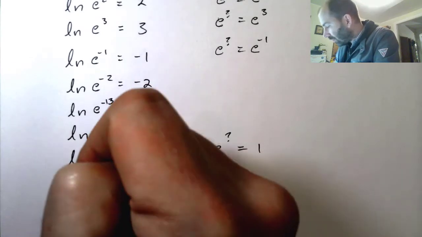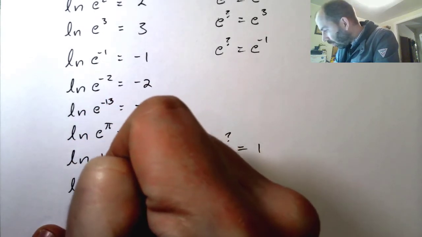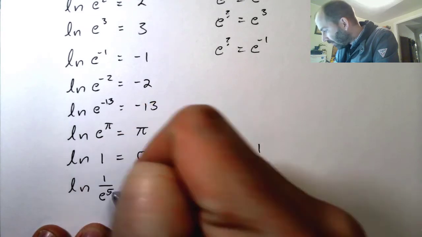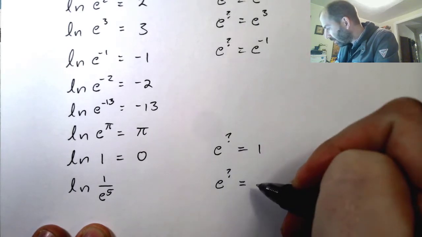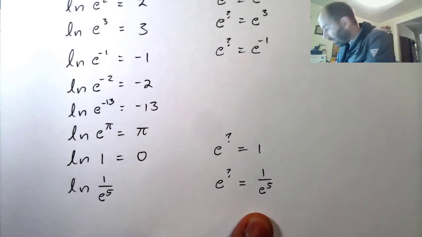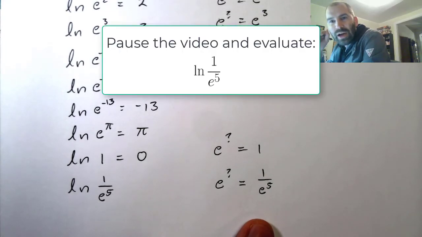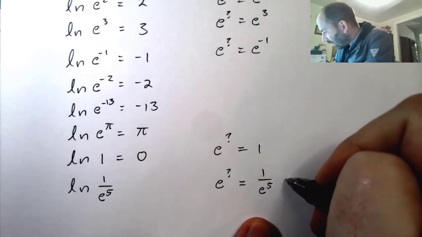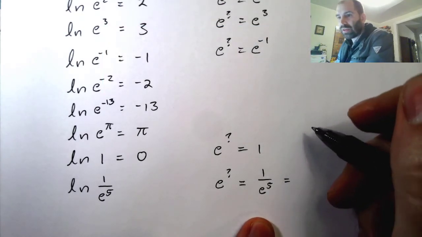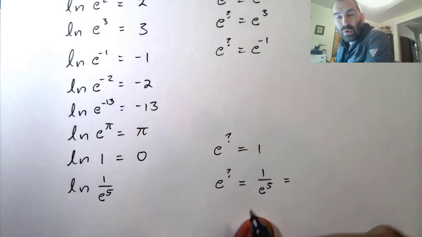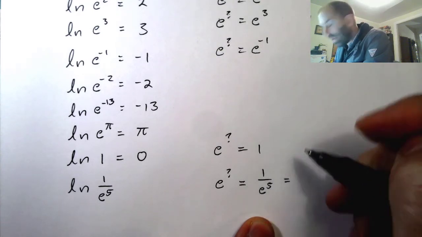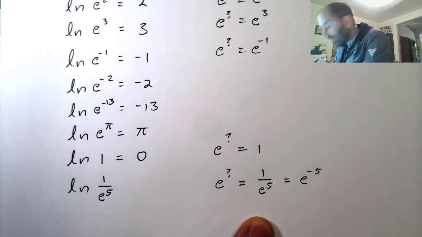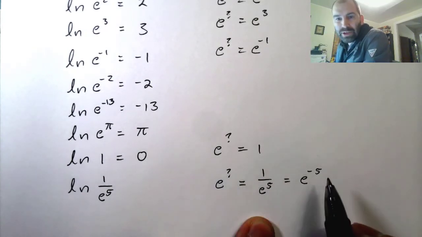Let's do another one. Let's do log of 1 over e to the 5th. e to the what equals 1 over e to the 5th? Pause the video, see if you can figure this one out. Okay, welcome back. I'm going to write this a different way, just like we did with some of our previous examples. Remember when I had 0.1, I read it as 1/10. You can do similar tricks here. You can write this with a negative exponent, e to the negative 5. And now I see the question mark needs to be negative 5.